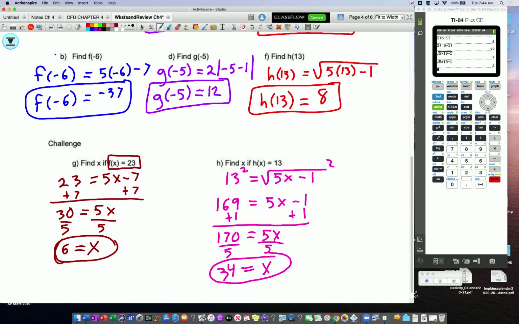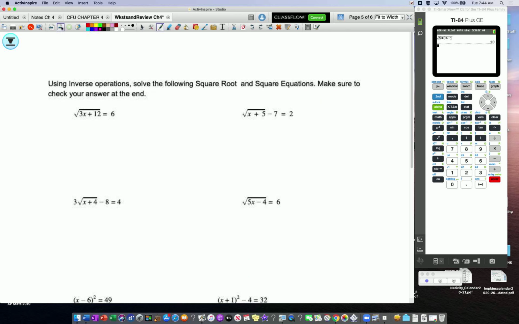So one of the things I could do is I could check. The square root of my 5 times my answer, 34, minus 1. When I hit enter here, I better get my original function output, 13. All right, so that takes care of already the first page of the notes. Look at how quickly we are going.